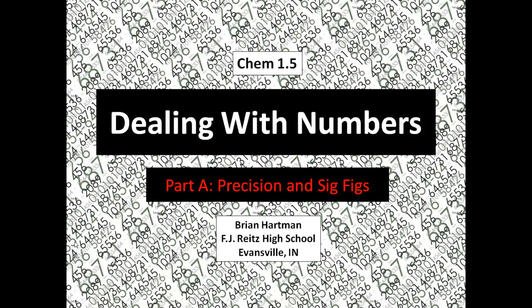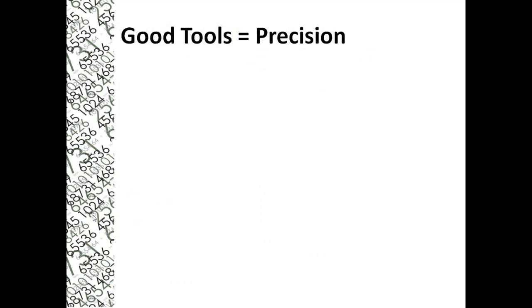Well, welcome to ChemCast 1.5. We are dealing with numbers, especially from measurement, and two topics that come up in dealing with that we're going to deal with in part one here. Part A is precision and significant figures.